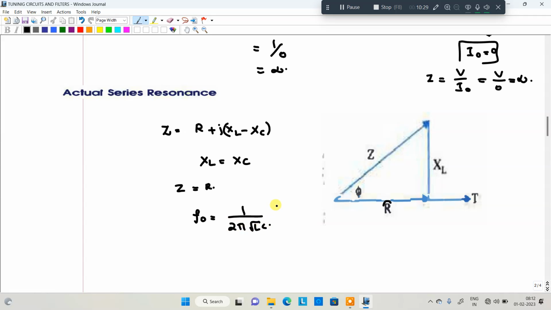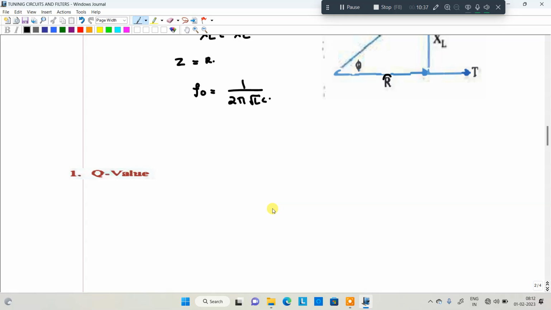What I am repeating here was also covered in the same chapter in the AC circuit, but here it is repeated again. We are going to discuss two parameters, then we will end this resonance circuit lecture 1. In lecture number 2, we are going to discuss parallel resonance as well as coupled circuits, and after that filters. Okay, Q value. Q is nothing but the quality factor. It is also called the figure of merit.